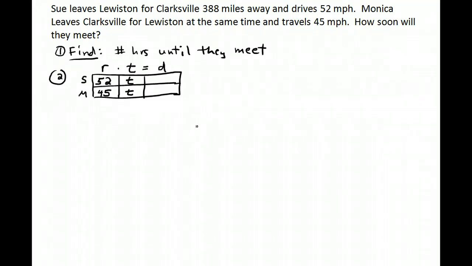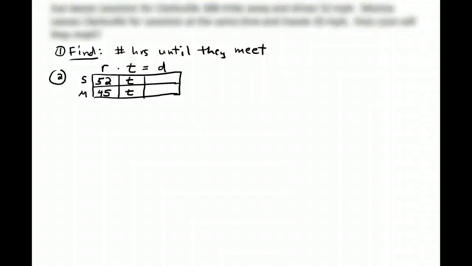Alright, now to fill in the distance column, please do not look at anything that's in your word problem. Look only at your table. Do the multiplication that it tells you to do, rate times time. So for the distance for Sue, I've got 52 times t. For Monica, I've got 45 times t.